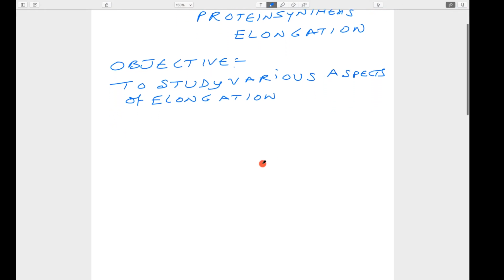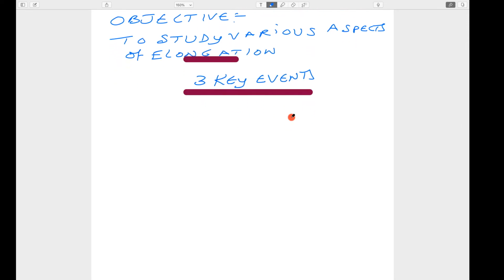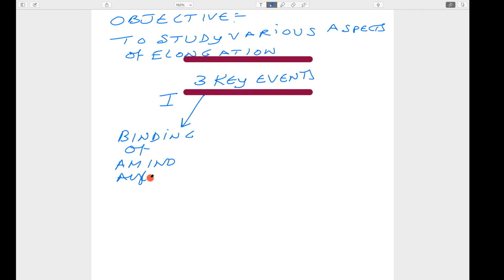In elongation, there are three key events. What are those three key events? The first one is binding of aminoacyl transfer RNA to the A site. If you remember, at the end of the initiation, there is an empty A site.